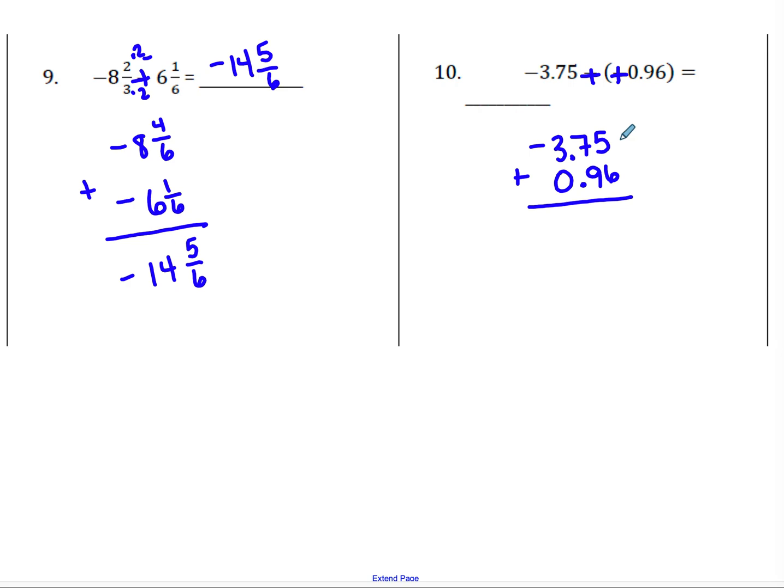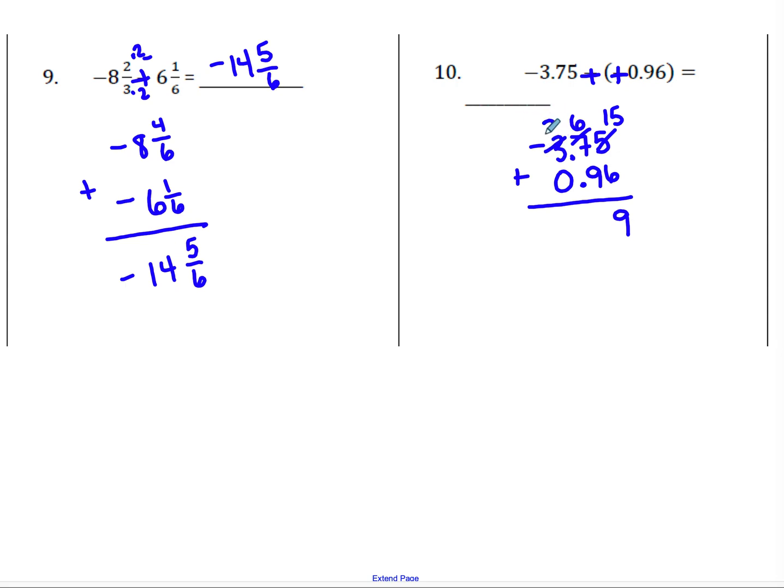Okay, let's check our answers. 5 minus 6 is going to take us into the negative, so we're going to borrow. That 7 is going to become a 6, and the 5 will become a 15. 15 minus 6 is 9. 6 minus 9 takes us into the negatives. We're going to have to borrow again.